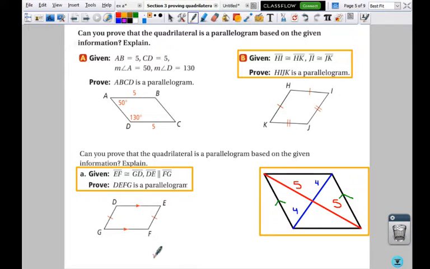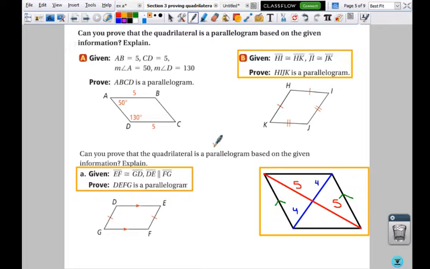Alright, everything's labeled. So let's go through and see if we can prove that it's congruent. Let's look at our first one. Are our opposite sides parallel? No. So I can't use that one.